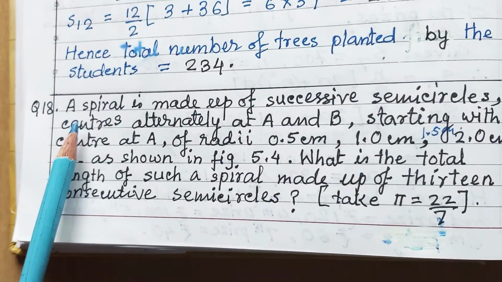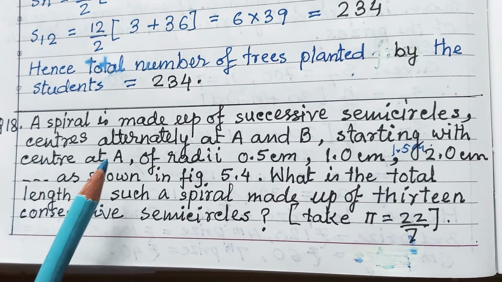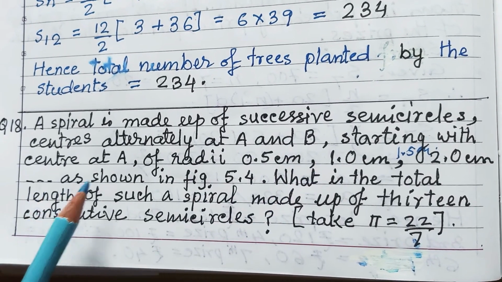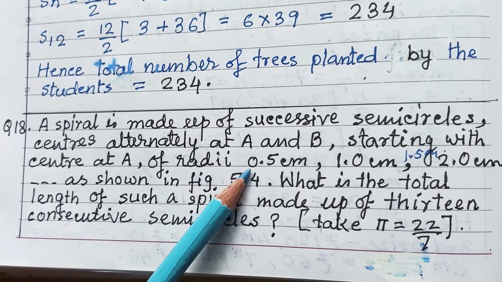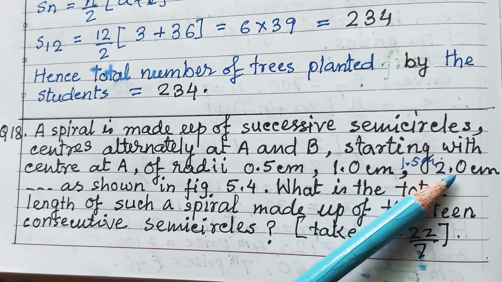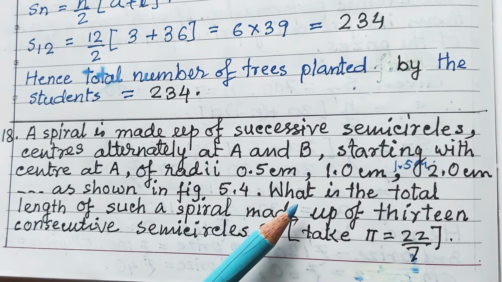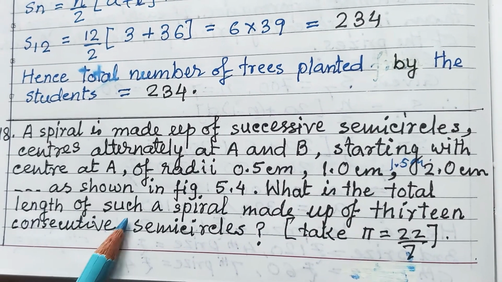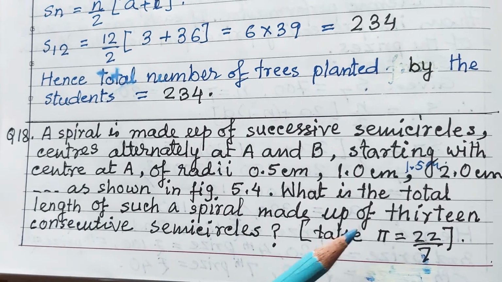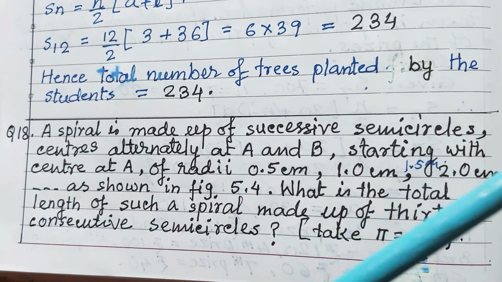Now a spiral is made up of successive semicircles with centres alternately at A and B, starting with centre at A, and radii 0.5 centimetre, 1.0 centimetre, 1.5 centimetre, 2.0 centimetre, as shown in figure 5.4. I have given it on the next page. What is the total length of such a spiral made up of 13 consecutive semicircles? Take pi as 22 upon 7. This is the question. Now see the figure.